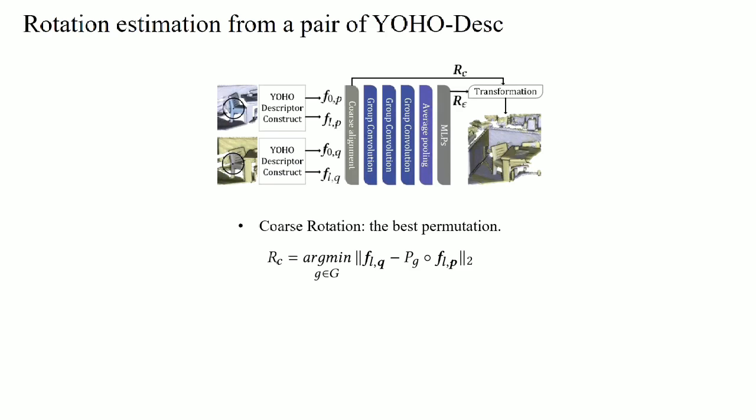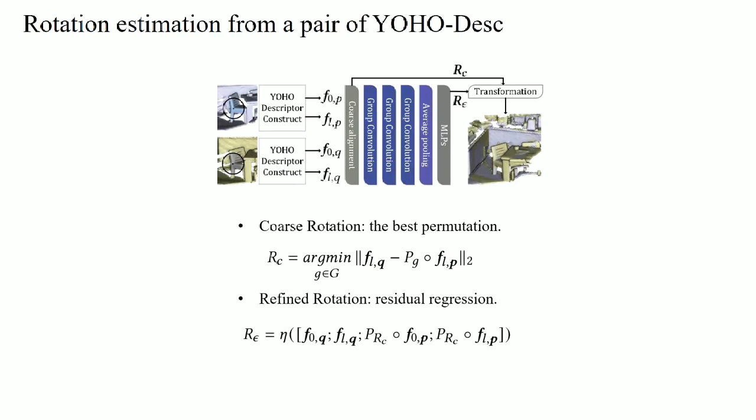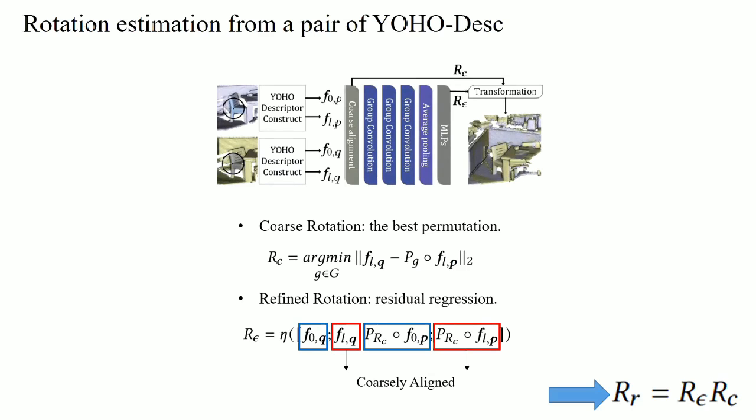However, due to the residual between the real rotation and the coarse rotation, the paired Yoho disk cannot exactly align by the coarse rotation. Thus, we can regress it by the coarsely aligned Yoho disk pair. It means the alignment residual indicates the residual between the coarse rotation and the real rotation. And the final rotation can be the multiplication of the coarse rotation and the regressed rotation residual.